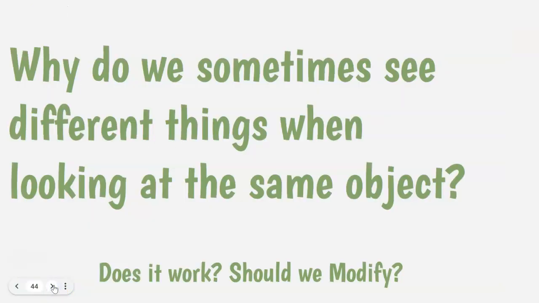This is the question that is driving us as well. It's kind of the big question of the unit. Why do we sometimes see different things when looking at the same object? Do you think that works as a question for the work that we need to do, or do you think we should modify it? If you think we should modify it, rewrite it in your notebook, how you think it should be done, or what changes we should make so we can update that.